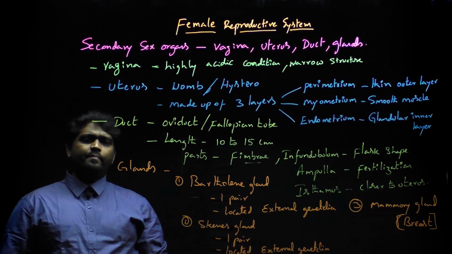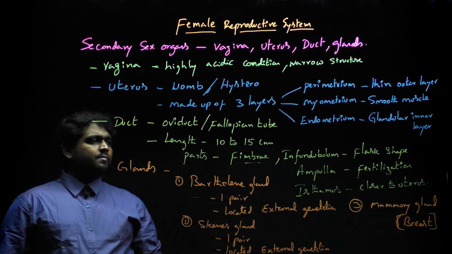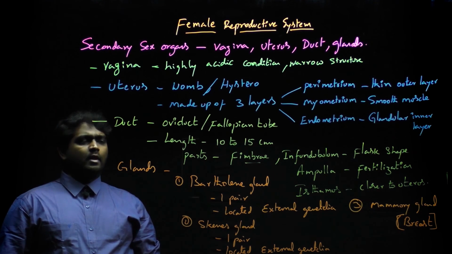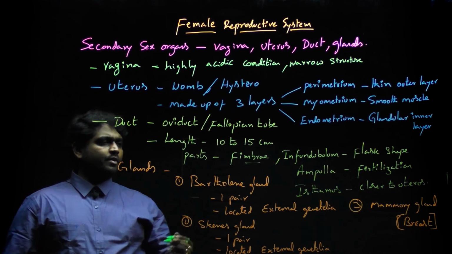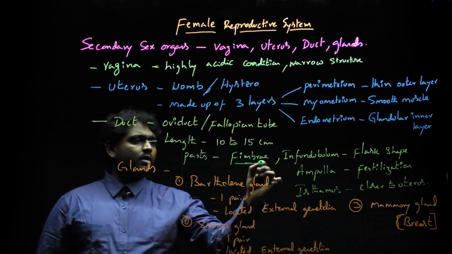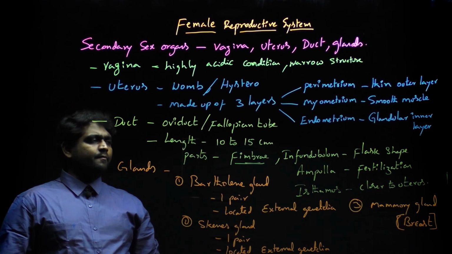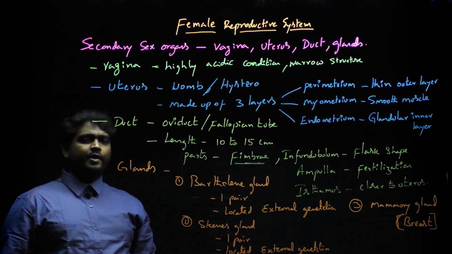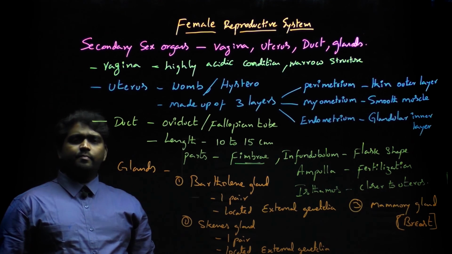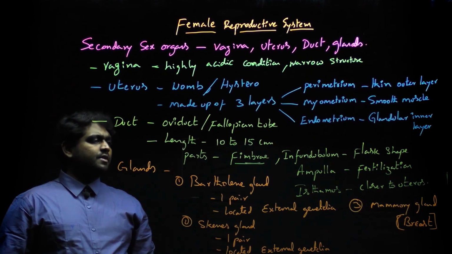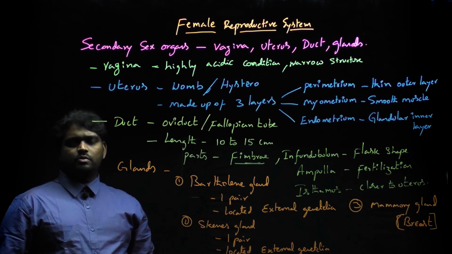The parts are the infundibulum, a flask-shaped broad structure, and the terminal part of the fallopian tube opens with fimbriae. So the fimbria is not a separate part; it is the terminal part of the infundibulum. Next is the ampulla, the middle part of the oviduct. Here male and female gametes are fertilized and form a zygote. Next, the isthmus, very close to the uterus and narrow.